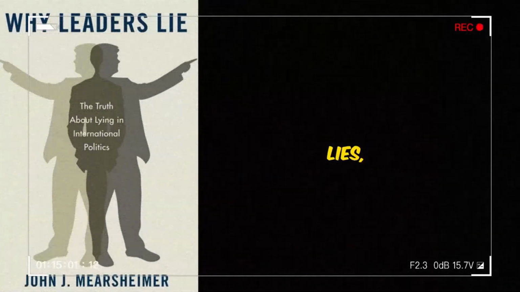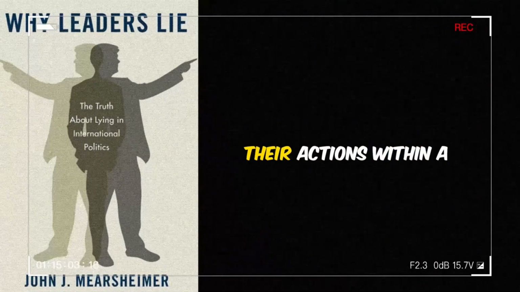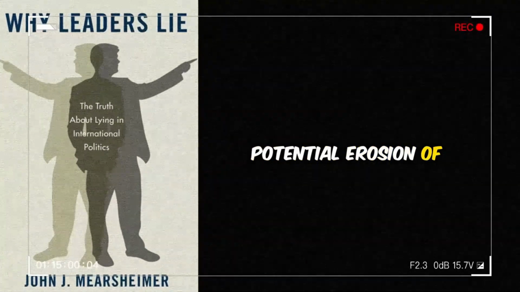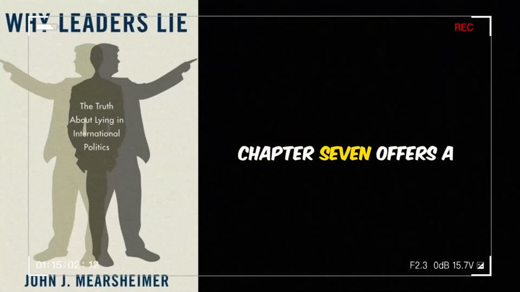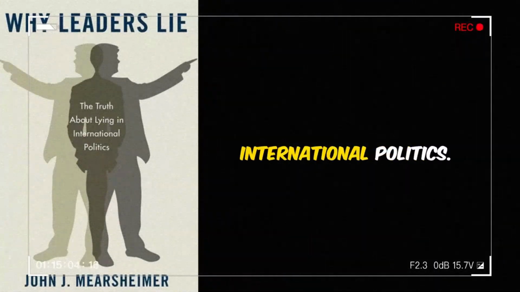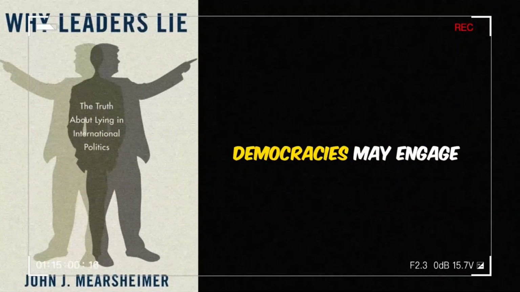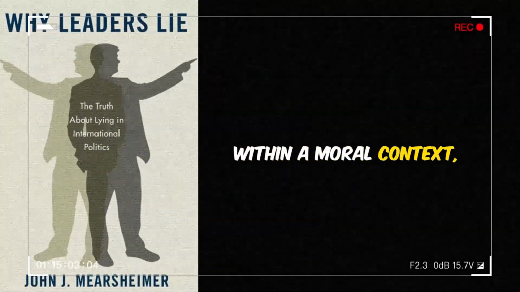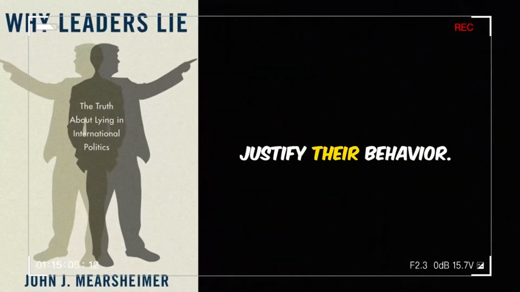He astutely acknowledges the complexity of leaders who employ deception while framing their actions within a moral context, raising profound questions about the potential erosion of trust, transparency, and international norms. Chapter 7 offers a penetrating examination of the phenomenon of liberal lies in international politics. It unravels the intricacies of how leaders in liberal democracies may engage in deception while framing their actions within a moral context, often invoking humanitarian or democratic principles to justify their behavior.